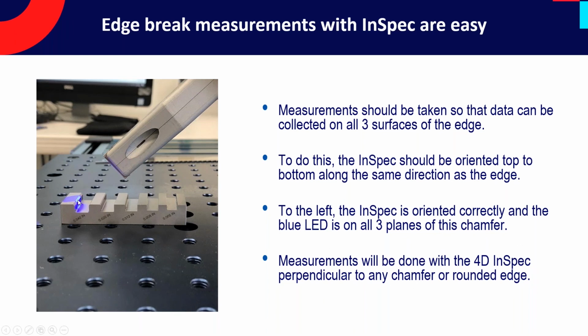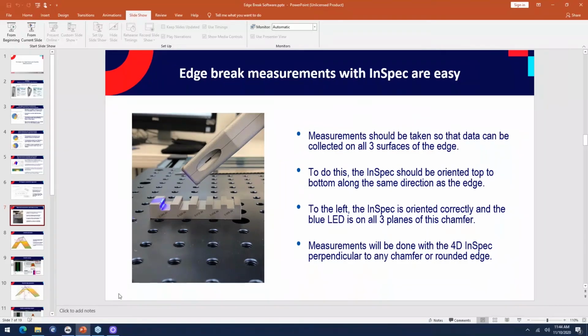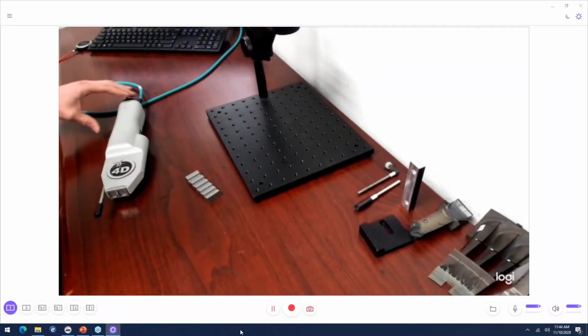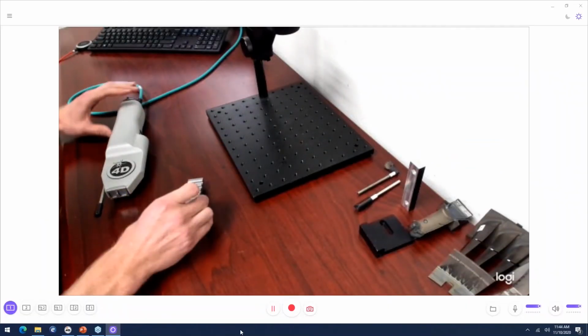And we can take some measurements on this. You can see here I'm perpendicular to this chamfer face, so that I can get this LED reflecting off all three of these planes and get data off of the planes. So go ahead and take some measurements real quick, show what that looks like on this standard here.